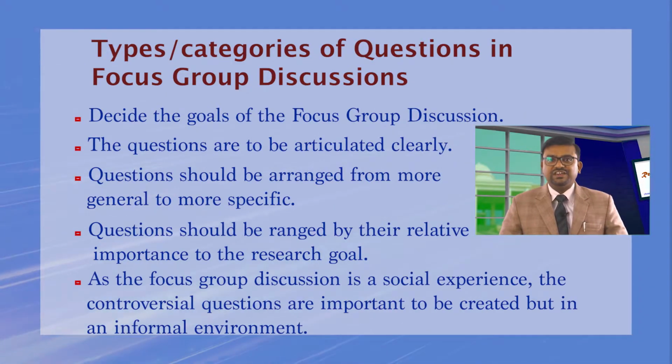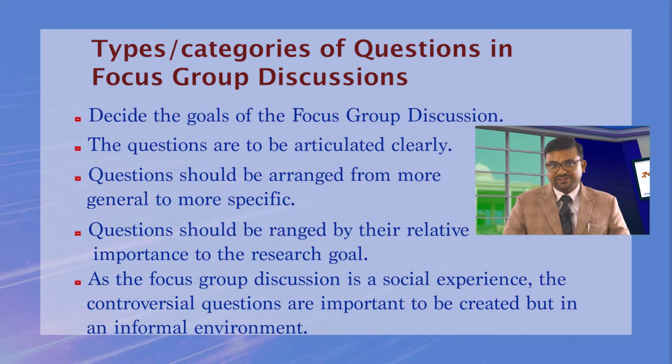Although it appears conflicting, it is possible to establish research objectives starting with general questions about one particular topic, then moving to specific questions about the theme, about the same topic, and then moving back to another set of general questions. As the focus group discussion is a social experience, controversial questions are important to create, but in an informal environment. The questions should be direct, forthright, comfortable and simple. Precautions are to be taken so that they are clear, brief and reasonable.